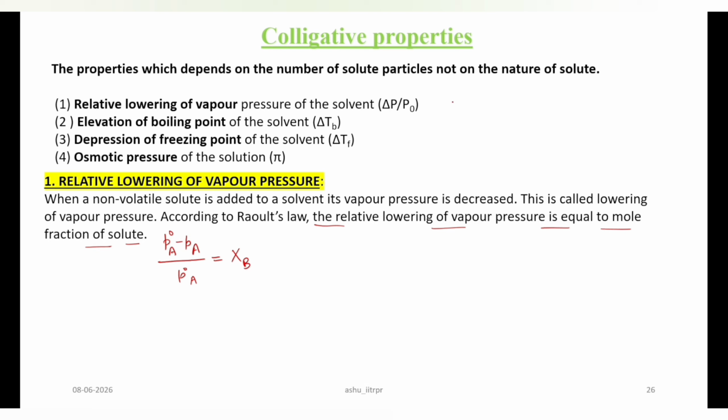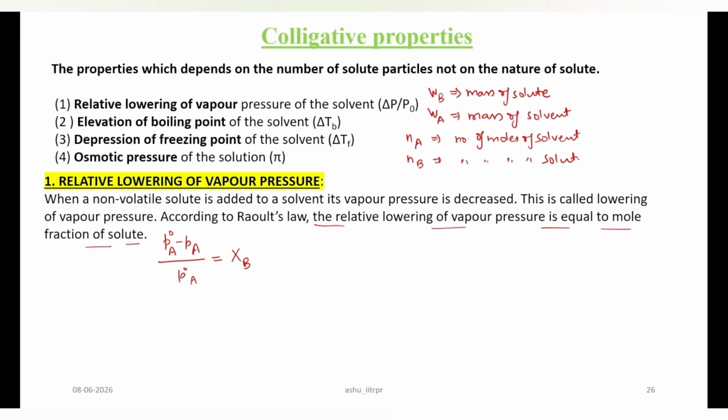Before I start, I told this in concentration terms also, but WB will represent mass of solute. WA, A means solvent, so mass of solvent. Similarly, Na is number of moles. If it is A, that means it is of solvent.